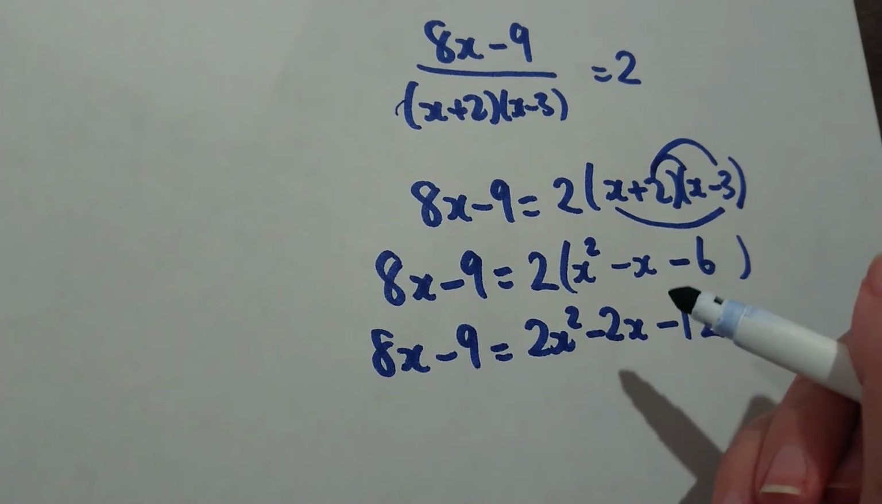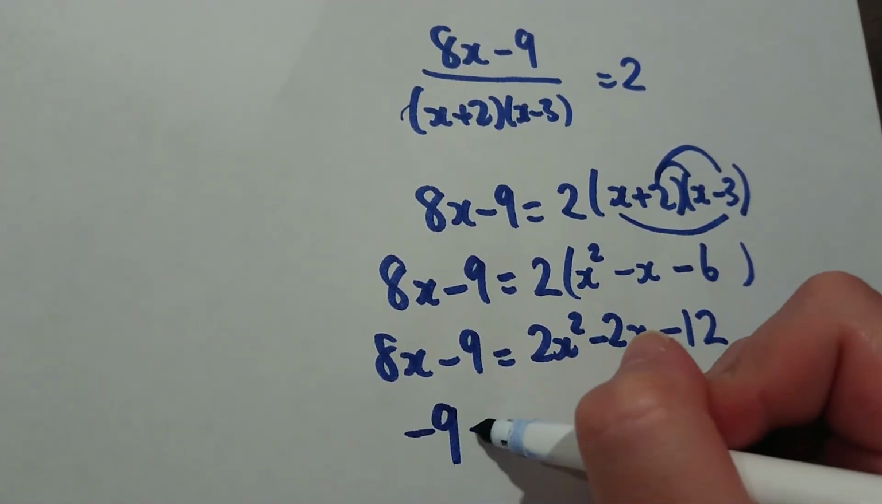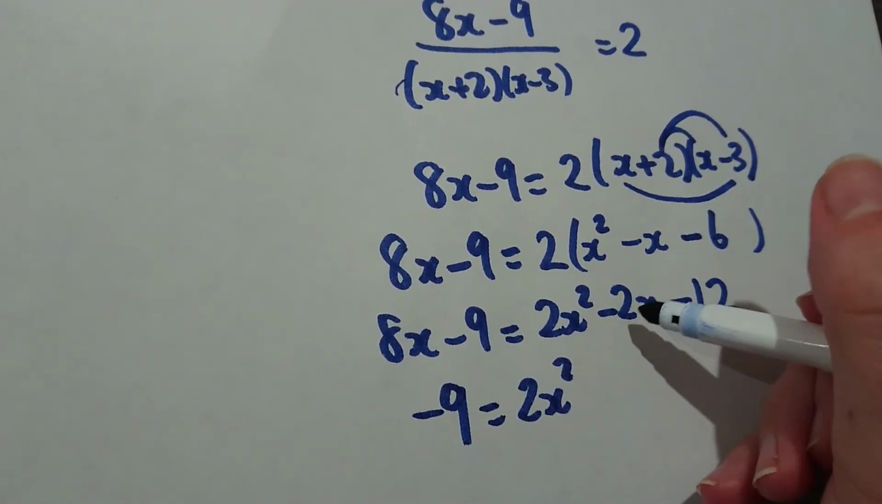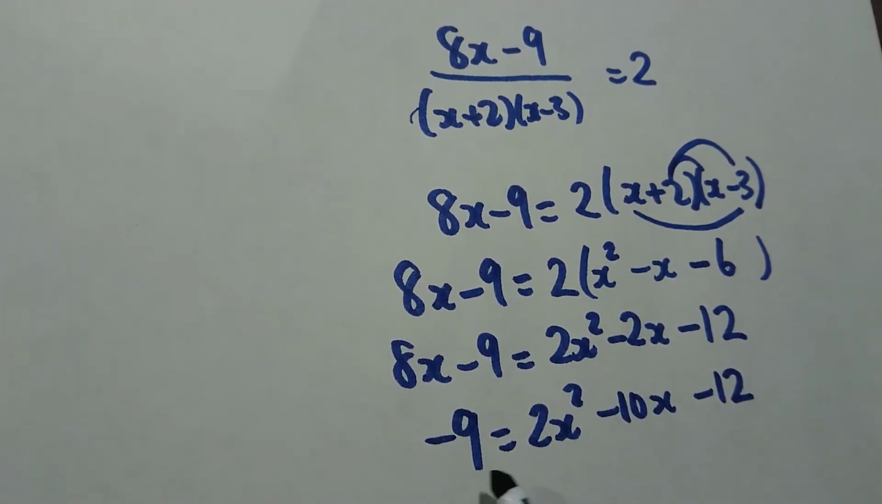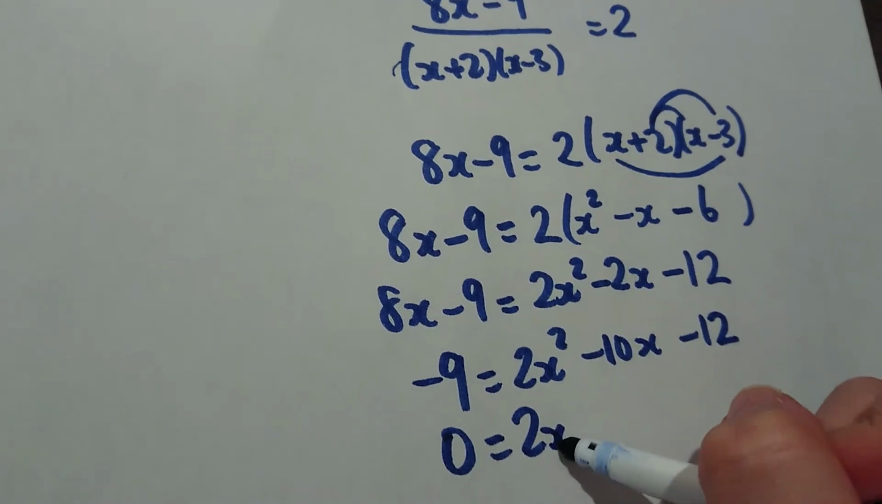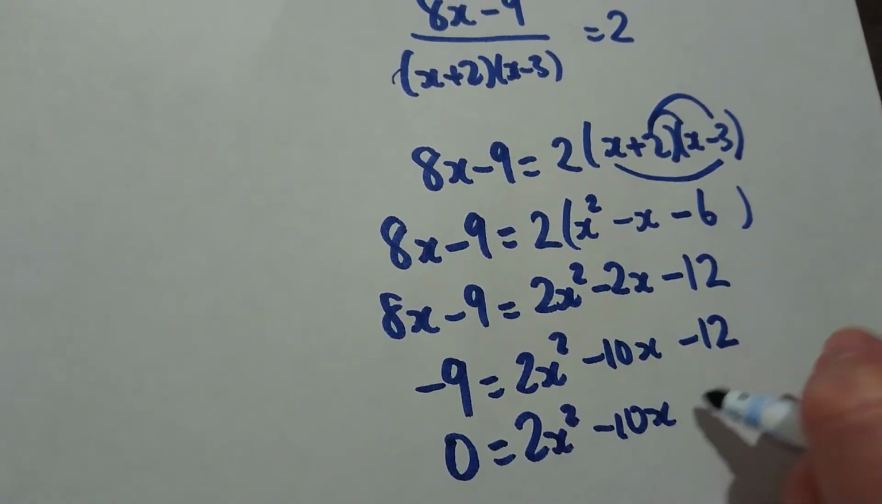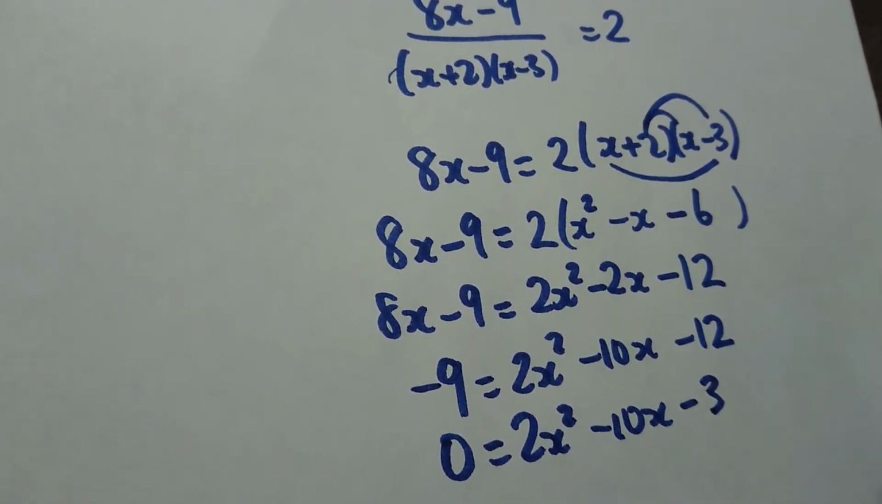So if I take away the 8x, that's going to make minus 10x. And then I'm going to add the 9. So then minus 12 plus 9 is minus 3.